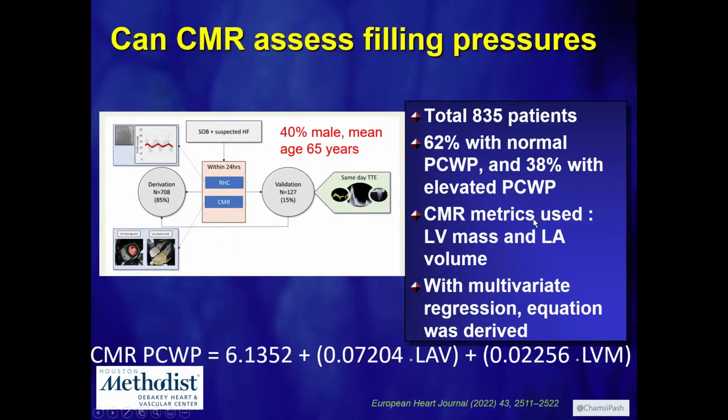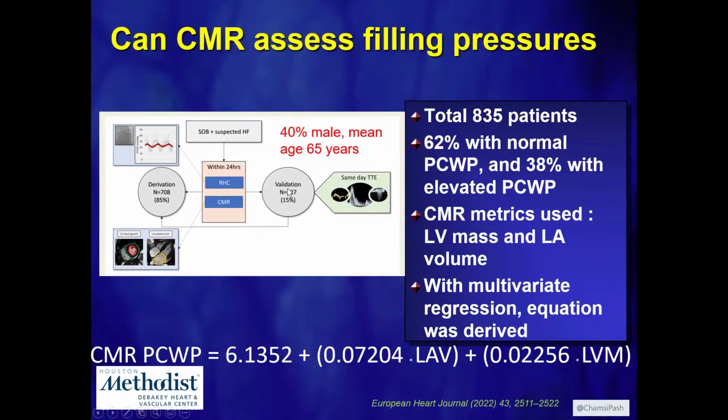The CMR metrics used were left ventricular mass and left atrial volume. The way that they came up with this formula is that they had to come up with a multivariable regression model, and then they derived an equation using a fixed constant multiplied by left atrial volume plus a fixed constant multiplied by the left ventricular mass.